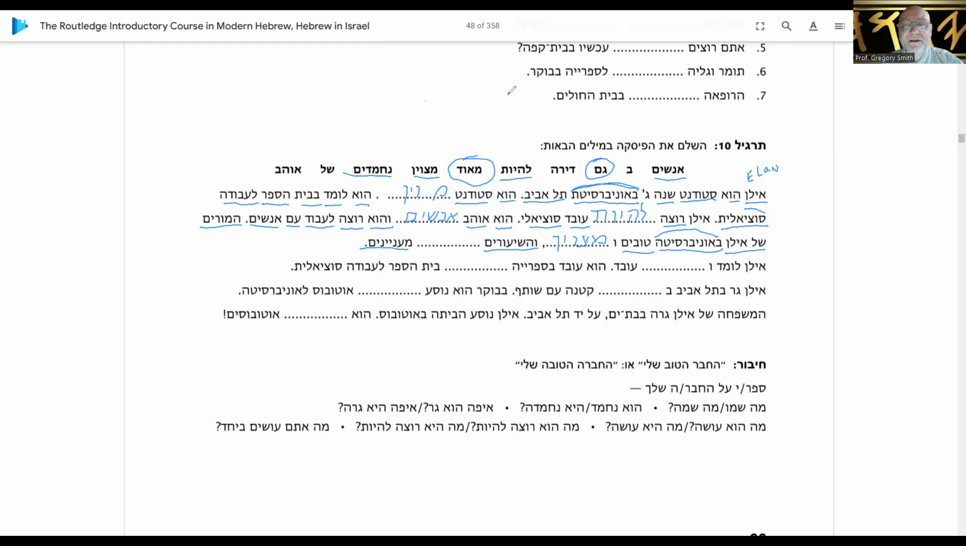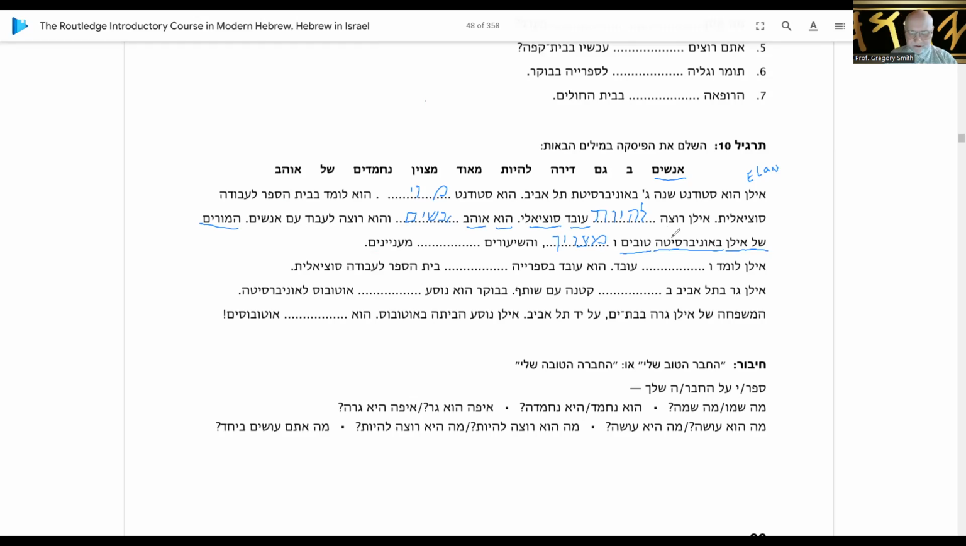So we've got these choices here. Maybe you guys out there could help me out a little bit. Basically, we're looking at this one right here. We're talking about Elon. So here's the sentence: Hamorim shel Elon, the teachers belonging to Elon, Universita, in the university.